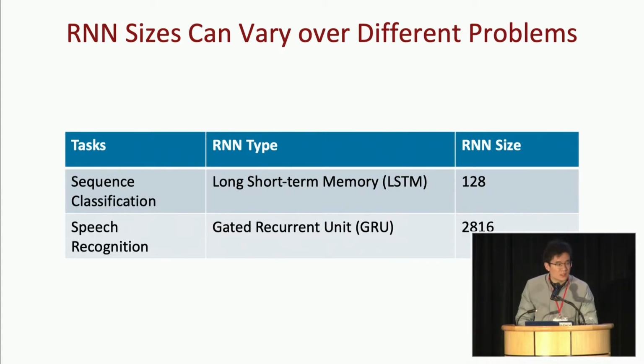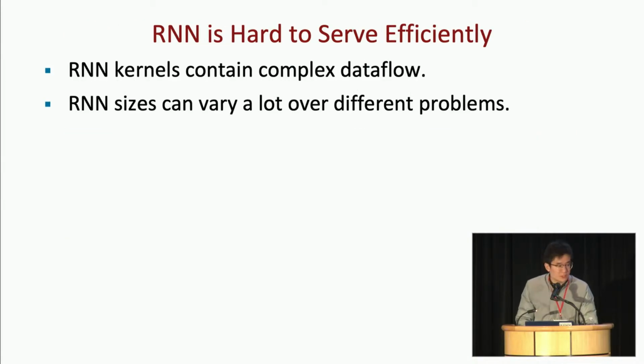As a result, it is hard to find a serving platform that can achieve high hardware utilization and energy efficiency on both sizes of these RNN tasks. So in short, RNN is hard to serve efficiently since their kernels contain complex data flow, and their sizes have a very large variation over different problems.